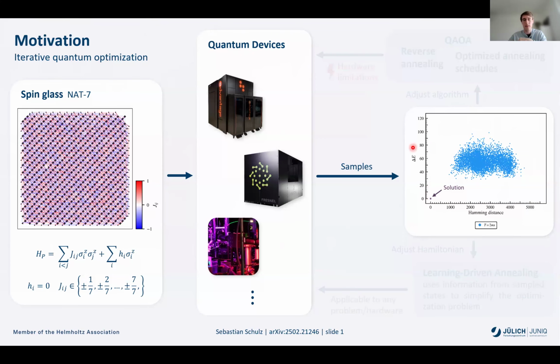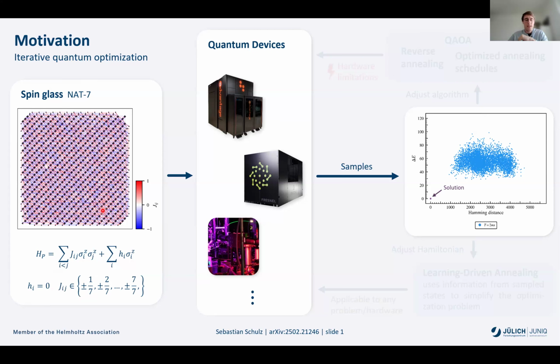You can see here a typical workflow for quantum optimization. Here on the left-hand side, we have our optimization problem. For the purpose of this presentation, we will consider spin-glass instances, to be exact. These problems are defined as follows. We take our Ising Hamiltonian, we set all the biases to 0, and all the couplers are chosen uniformly from this distribution over here.